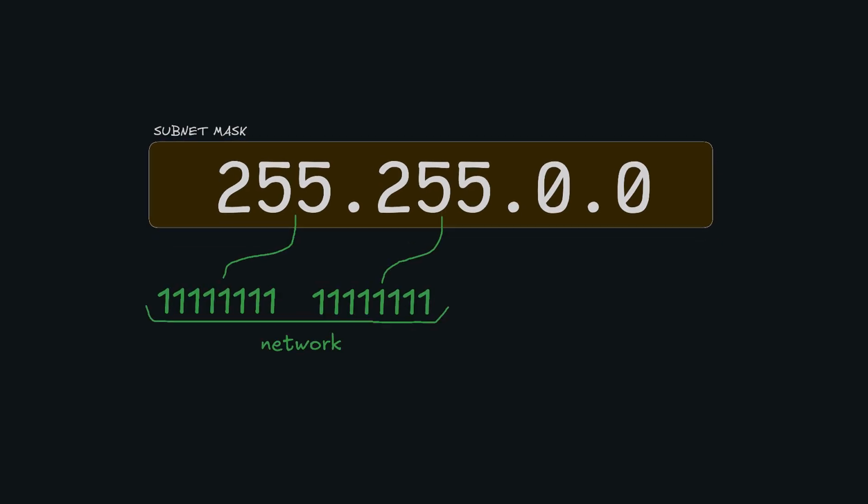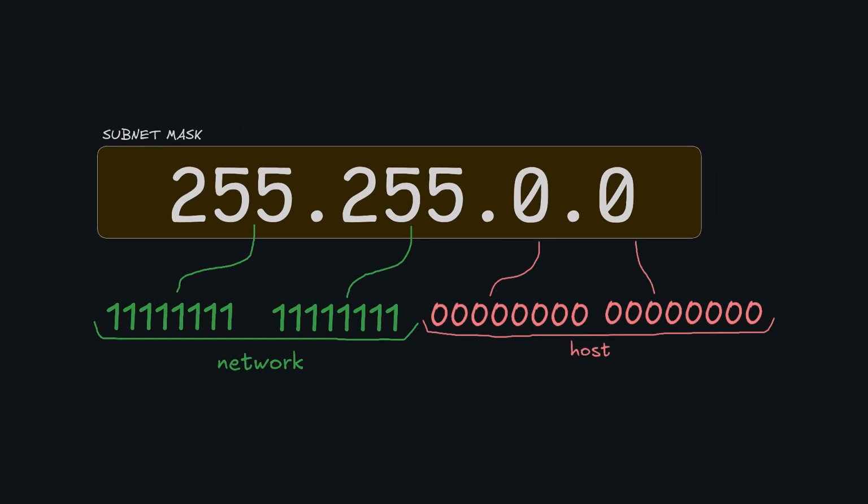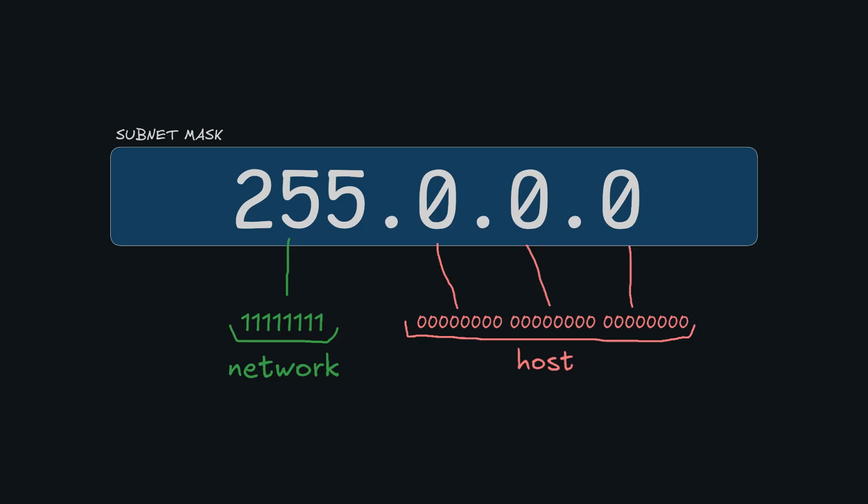Now look at the second example. This time, the first 16 bits are network and the remaining 16 bits are host. It's split right down the middle. And in the last example, it narrows down even further. Only the first 8 bits are for the network, leaving a massive 24 bits all to the host.